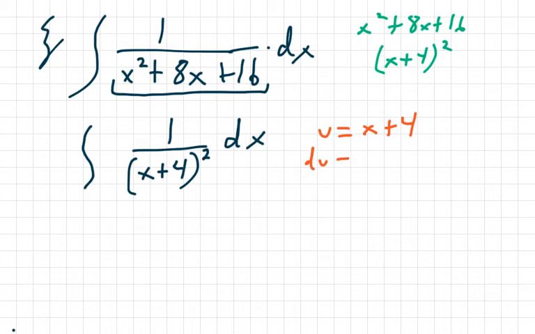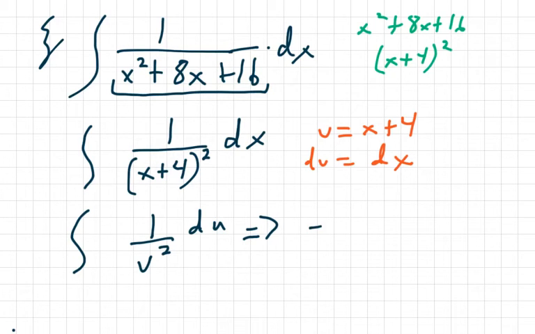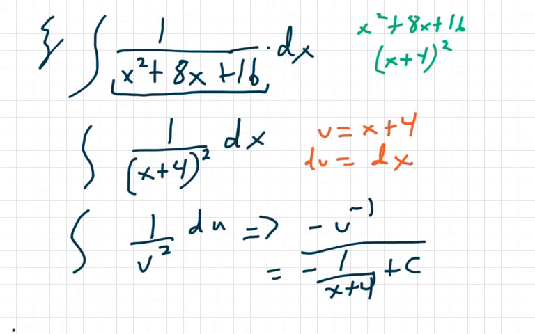So if I do the derivative of u, I get dx here now. So now the integral, I get 1 over u squared du. Of course, go do the integral of this, and it's going to be negative u to the -1. And then substitute my value back in, negative 1 over x plus 4 plus the constant. Plus the constant. So there is a different trick.